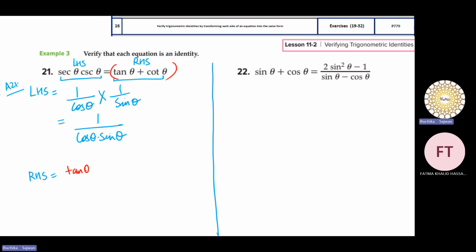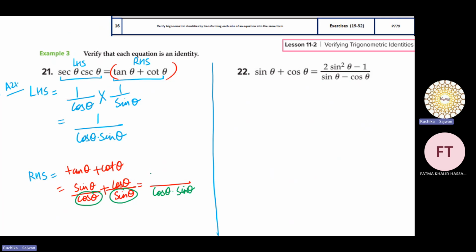So in the right side, it is tan theta plus cot theta. And we know tan theta, cot theta are reciprocals also. So let me use quotient. So tan theta is sine theta divided by cos theta. And cot theta is cos theta over sine theta. Now I want to make denominators equal. So I will go ahead and take the LCM. So cos theta multiplied by sine theta.